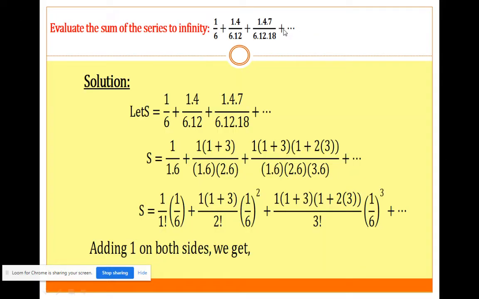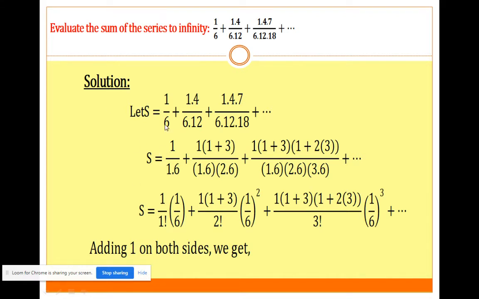Next question. Here we couldn't directly compare the given series with the standard expansion. So first of all, I have to check whether it is a binomial series or not. We have seen 4 steps previously. What are these steps? First of all, you have to see the denominator. The denominator should be a multiple of some of the elements 1, 2, 3, etc. Here you see the denominator is 6, 12, 18, etc. So it is a multiple of 6.